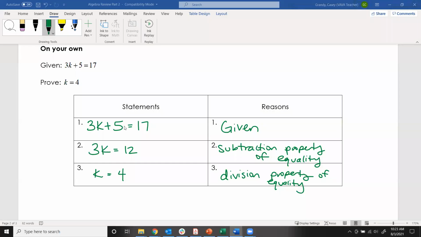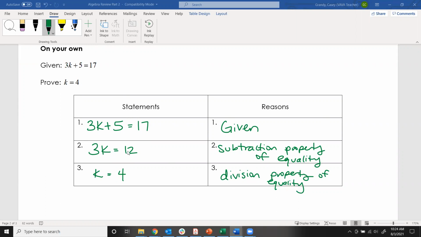So hopefully this problem felt very much like the last video. The only difference is there's this box here for you to write your answers in. We start with our original equation. That was given. We need to take away this 5 from both sides. Well, to do that, I need to subtract 5 from both sides. So that's the subtraction property of equality.